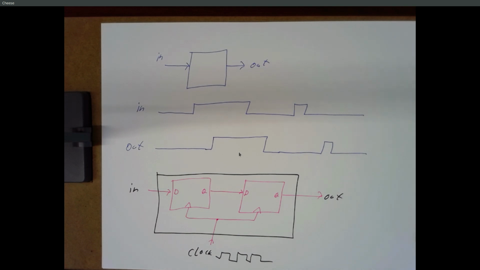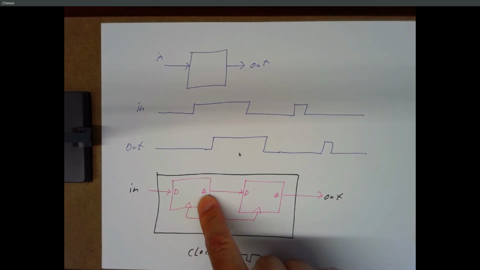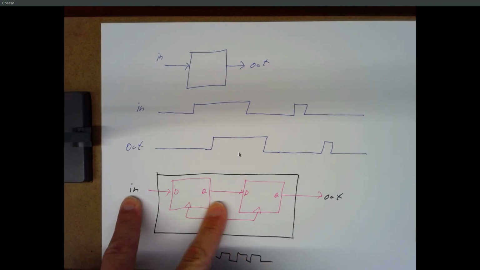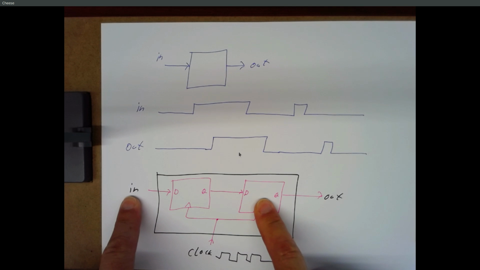D1 becomes... Yeah, so what's this output here going to be? That's going to be the input of D2. Right, it's going to be whatever the input is over here, and that's also going to feed the input of this flip-flop.